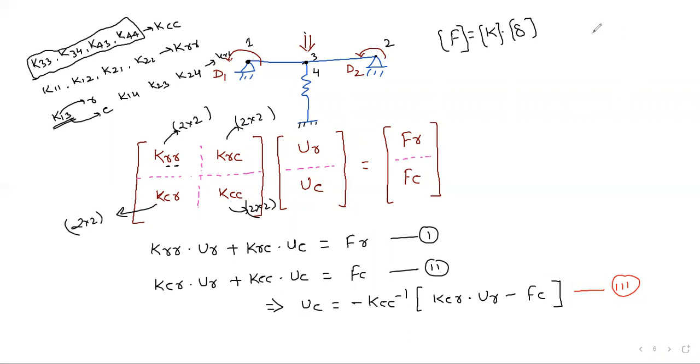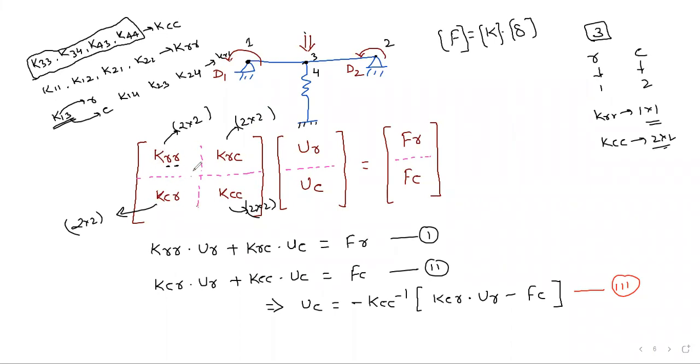Suppose in any case 3 degrees of freedom are there, and you have retained 1 degree of freedom and condensed out 2 degrees of freedom, then what is going to happen? In that case KRR will be of size 1 by 1, KCC will be of size 2 by 2, right? According to that you have to see the sizes. So here the sizes are going to be 2 by 2 only. Why? Already we have discussed. So if you write here all the 2 by 2 matrices, what will be the final size of this matrix? Just imagine what will be the final size.